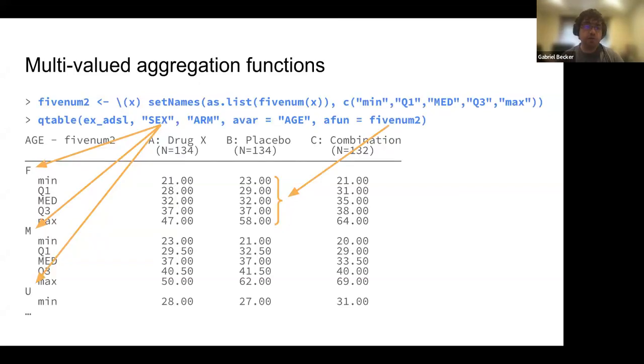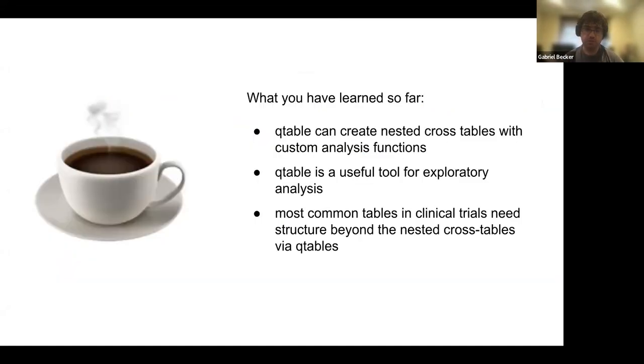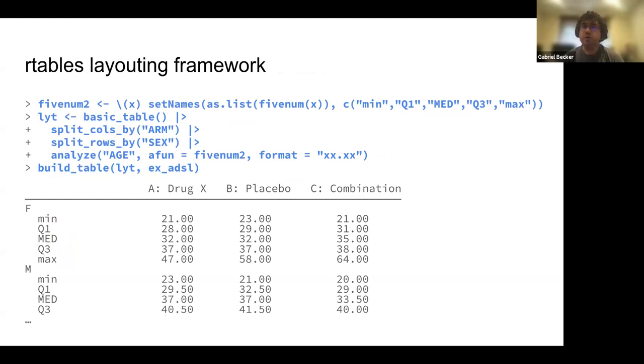So now let's talk about what the normal traditional rtables framework looks like. That's still Qtable's underlying framework. So the normal rtables layouting framework goes like this. You create a layout which declares the structure of the table, and then you apply that layout to data, which will then construct an actual table object. So here we have a very simple example that's similar to what we just did. It's the same table, in fact.